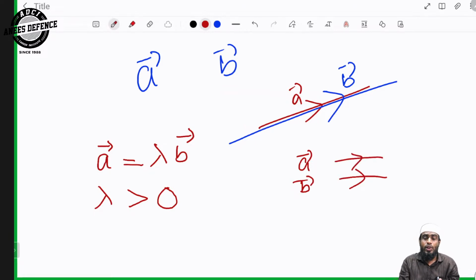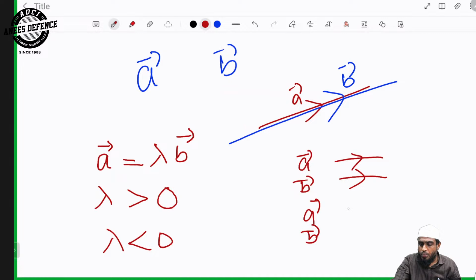If you want to relate two vectors A and B such that A equals lambda B, where lambda is a scalar quantity, if lambda is greater than 0, then you can say that A and B are in the same direction. Collinear, but in the same direction. If lambda is less than 0, then A and B will be opposite in direction. So that is the condition of collinearity of two vectors.